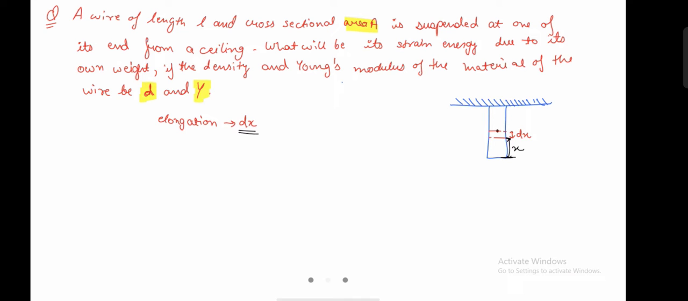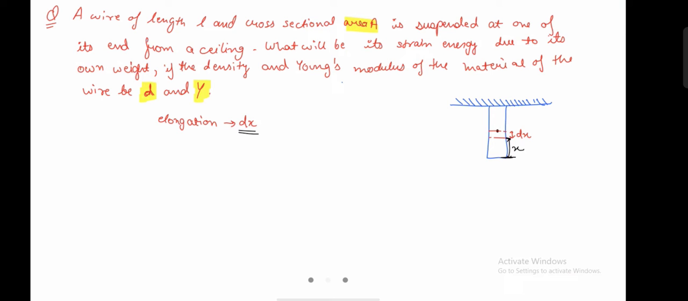And where is this dx located? This dx is located at x length, or we could say at x distance from the bottom of this length. So if there is some confusion about what x is, x is nothing but the measurement for this dx. Where is the dx? dx is at x length from the bottom. We have considered this.